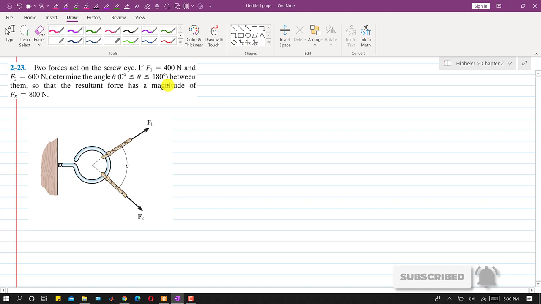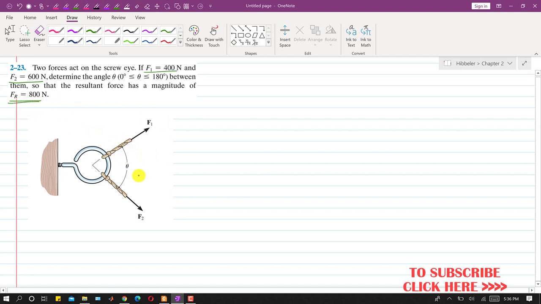Let's solve this problem. In this problem it is said that two forces act on the screw eye. If F1 is 400 Newton and F2 is 600 Newton, determine the included angle between F1 and F2, that is theta, if the resultant of both of these is 800 Newtons.